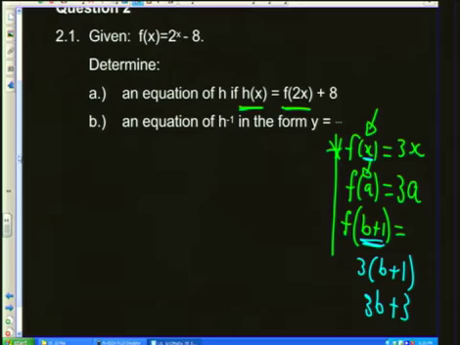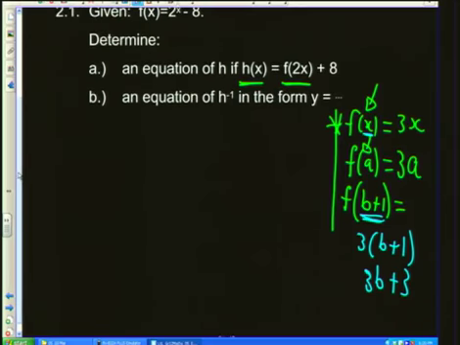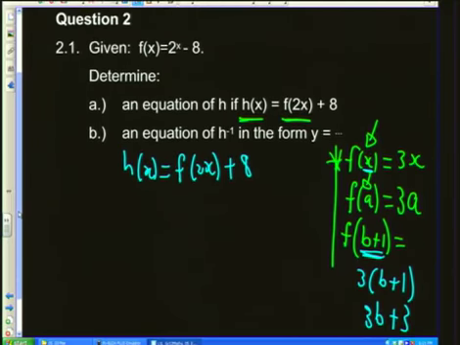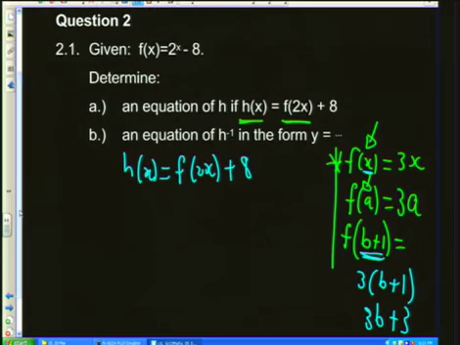Now, in this case, you need to find an equation of h if h of x equals f of 2x plus 8. Now, let's write it down. h of x equals f of 2x plus 8. Now, in other words, because we're given that f of x is 2 to exponent x, where I see x, I'm going to sub in the 2x for that h of x. Now, let's do it. So h of x equals 2.